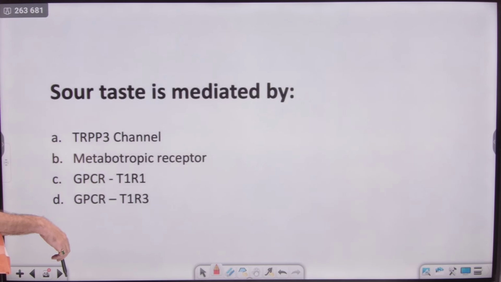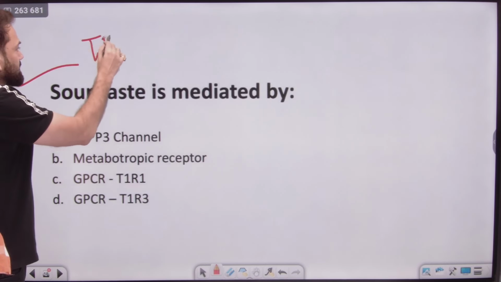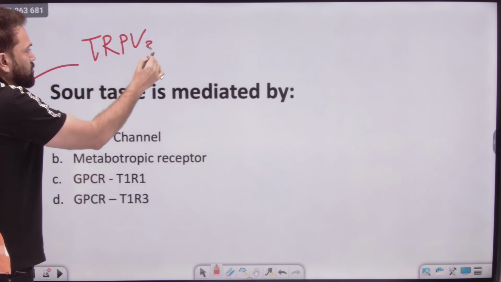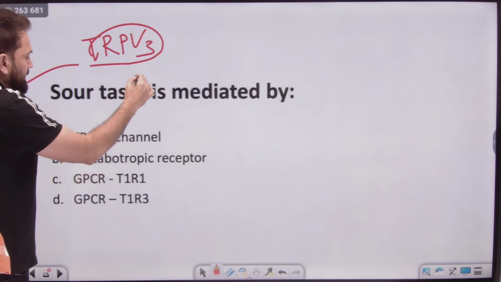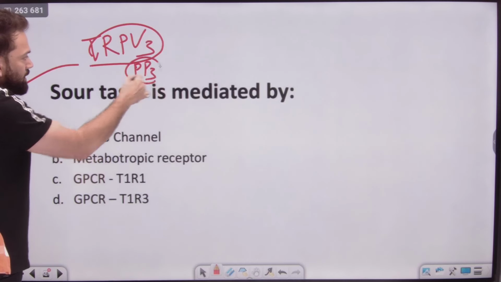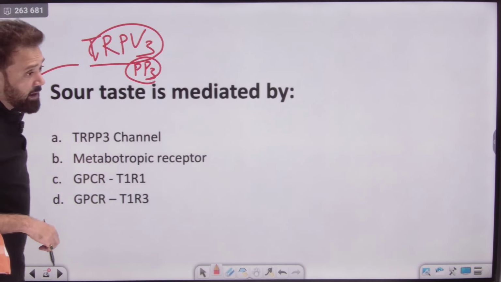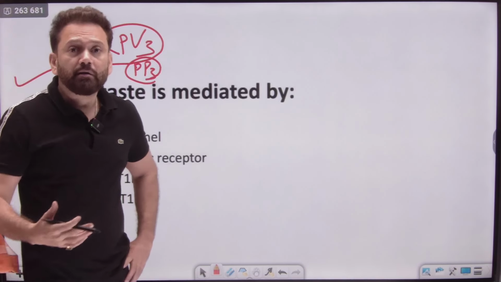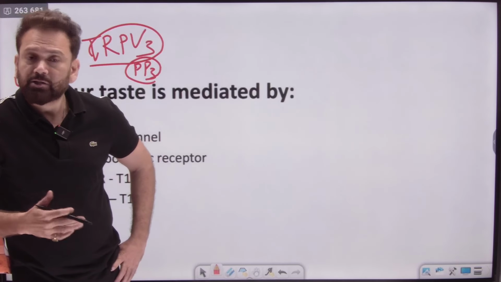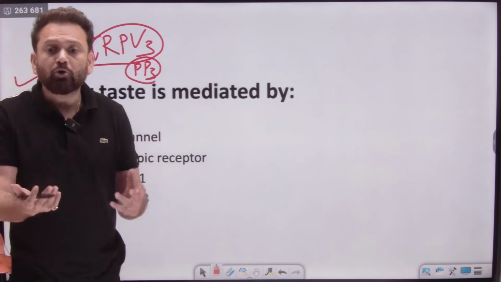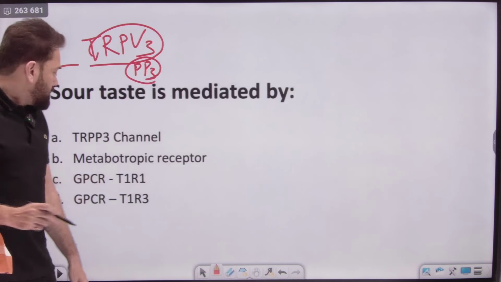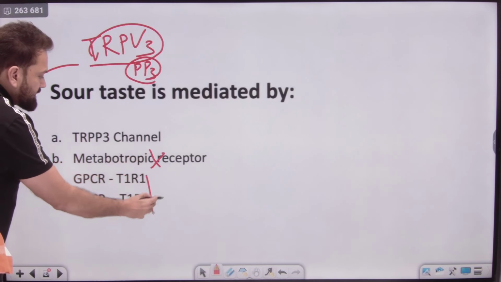Now again, the question is from taste only. Sour taste is mediated by TRPP3. Some students are saying TRPV3, but that is of course for pain, and here the option was TRPP3. I will show you the reference book also. Metabotropic receptor GPCR T1R1, GPCR T1R3. In my lecture, I have told you so many times, salt and sour are ionotropic. The rest, bitter, umami, sweet, are metabotropic, G protein coupled receptors. So it is not metabotropic, it is not GPCR. The answer will be automatic.